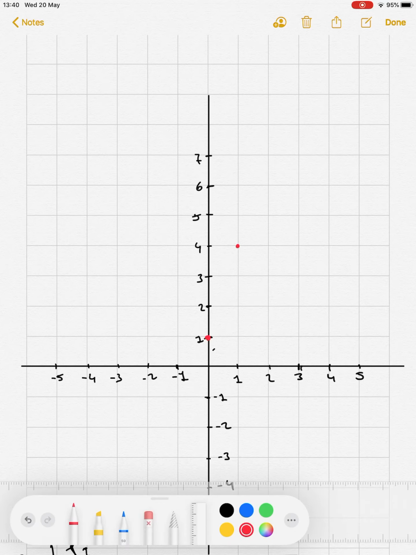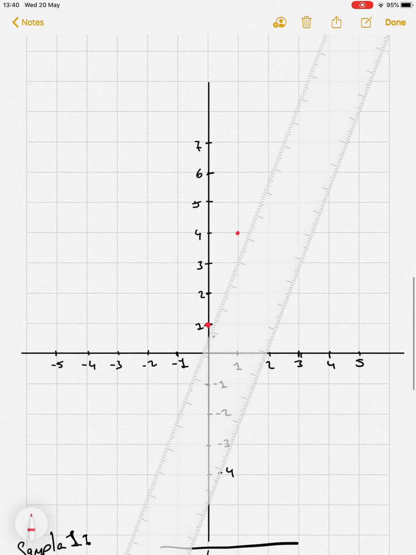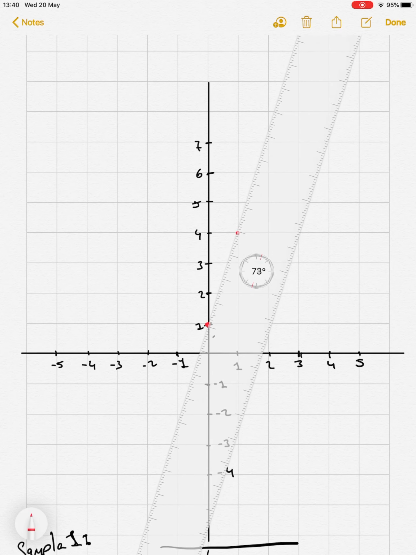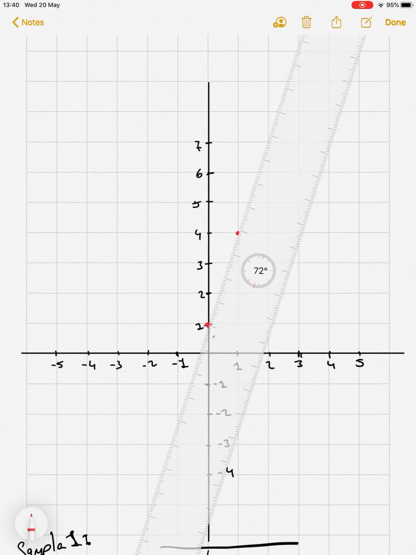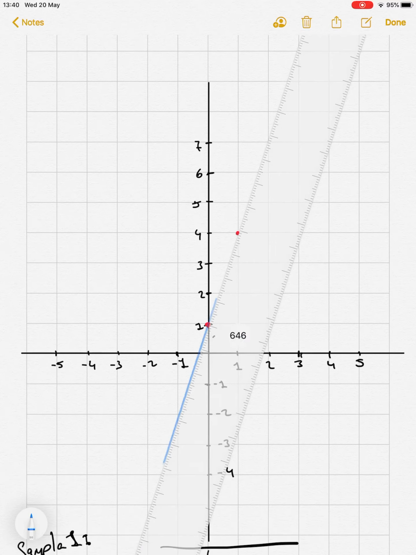Some people prefer to use maybe x equals 2 or 3, just so that the 2 points are spread out a bit further. Once you have those 2 points, you just draw your line through those 2 points. You'll see now I'll just draw this line through those 2 points, and that is the line of the equation.